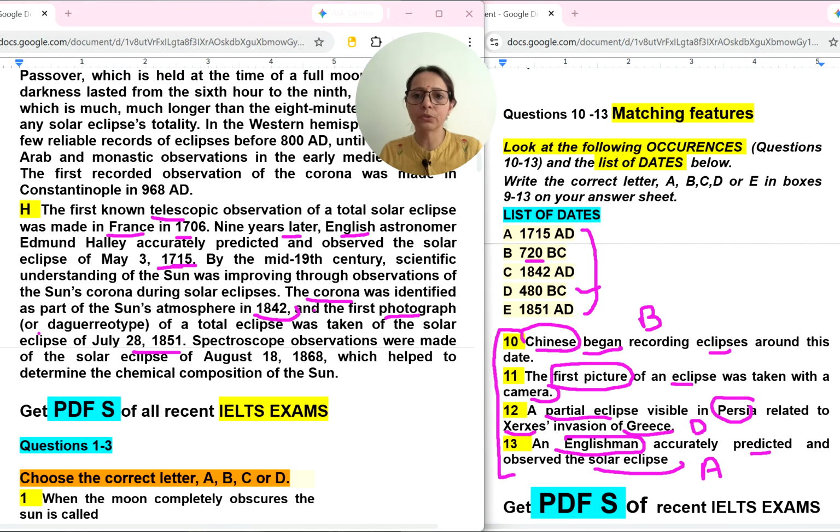1851 is also given. So what will come? The corona was identified as part of the Sun's atmosphere in 1842. And the first photograph of a total eclipse was taken of the solar eclipse of this. It means E will come here. In this way we have done this full reading.